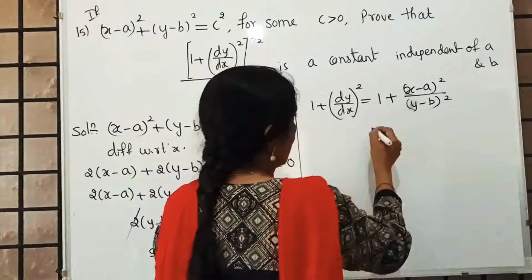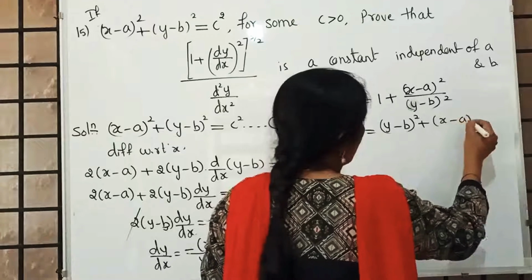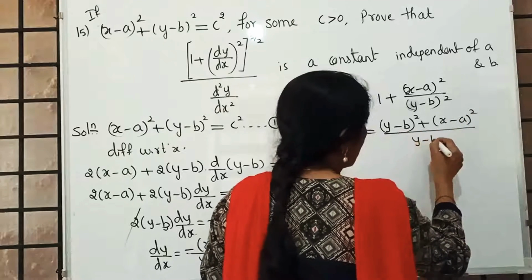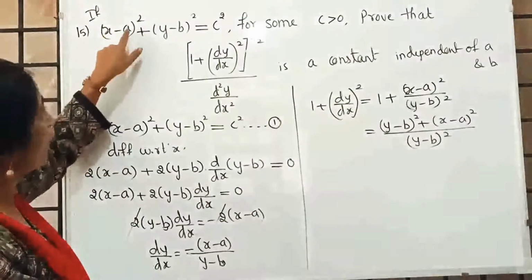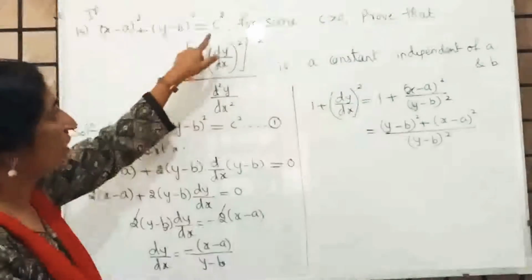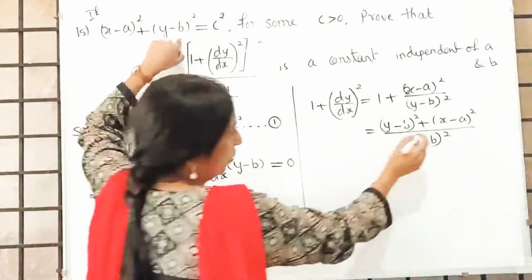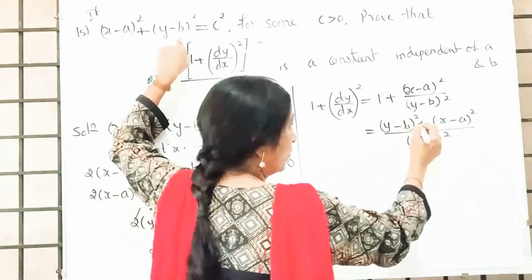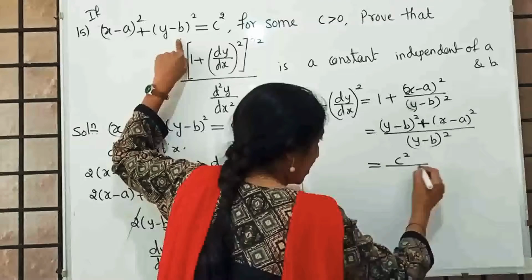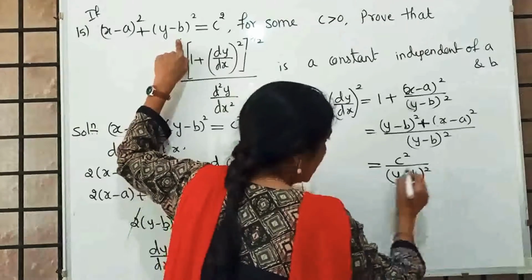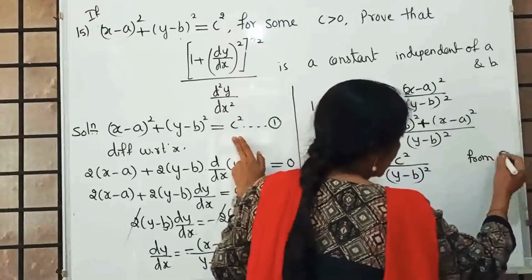And here take the LCM. When you take the LCM, y minus b whole square plus x minus a whole square divided by y minus b whole square. But in the given expression, what is x minus a whole square plus y minus b whole square? That is c square. See, this equation and this equation, are they exactly same or what? Instead of this first we have to write x minus a, anyhow in the middle plus, these two expressions are same. So we are writing this as c square upon y minus b whole square. This we are writing here from equation 1.